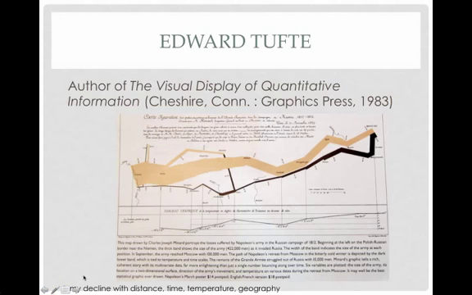This says army decline with distance, time, temperature, geography. It's just a really cool graph. And the width of this is how big the army is. And this is Napoleon's march, and his army gets smaller and smaller. That's not really relevant to economics, but it's a cool graphic. So we want to make cool graphics too.